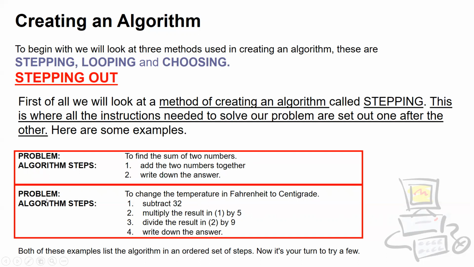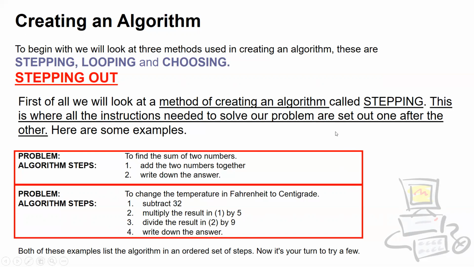Let's look at another problem. The problem: change the temperature in Fahrenheit to centigrade, which is also degrees Celsius. Now you have to know this formula to go from Fahrenheit to centigrade. The formula is: step 1, take the Fahrenheit, subtract 32. Step 2, multiply the result in step 1 by 5. Step 3, divide the result in step 2. So you found a result there. You are using it, multiplying it by 5. This result you will divide by 9 and then write down the answer.